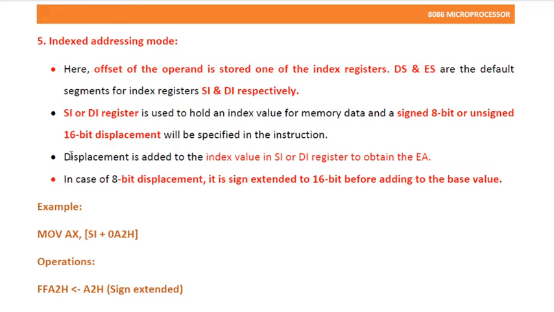Here DS and ES are the default segments, so the data segment and extra segment are the default segments. SI or DI is used to hold an index value for a memory location, and a signed 8-bit or unsigned 16-bit displacement will be specified in the instruction. This is how indexed addressing mode works.